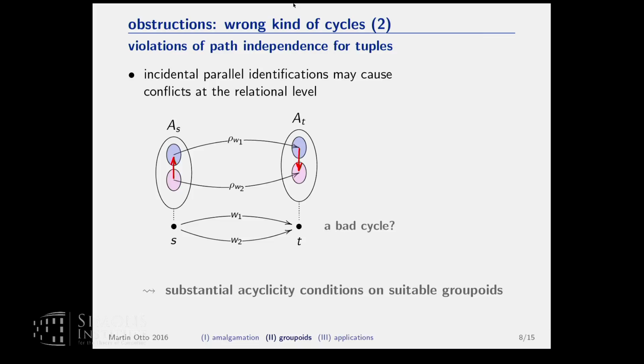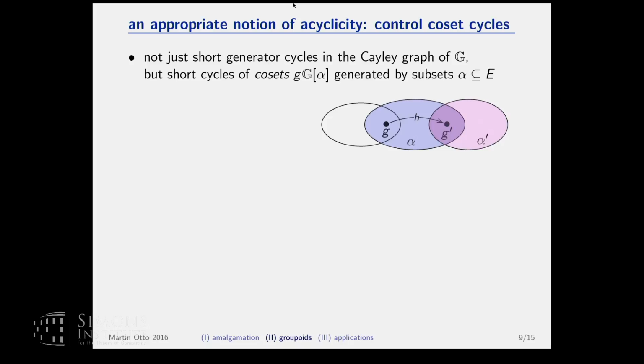And we need to avoid these bad cycles. And the question is, what criterion of acyclicity is even the right one? Right? And it turns out that it's not generator cycles, as you usually consider when you look at Cayley groups, for instance, and just want to forbid certain short cycles formed by generators. It's cycles that are being formed by cosets. And I'm briefly trying to explain why.